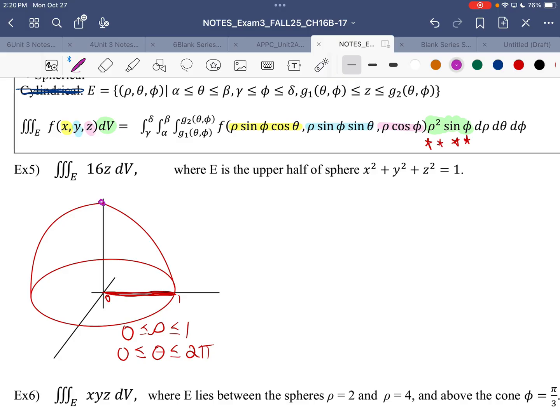And then phi, we're starting in the positive z. So that's 0. And then dropping halfway through. So how far did I go until I get to the XY plane? Pi over 2. Phi is only ever going to be between 0 and pi. It's going from North Pole to South Pole. So in this case, we went from the North Pole to pi over 2, which was like the equator.